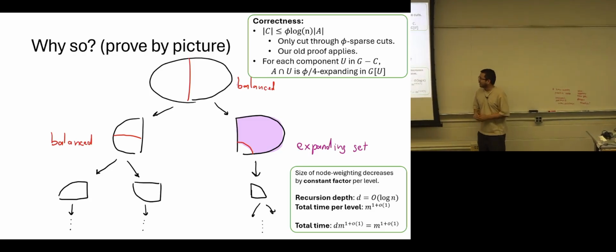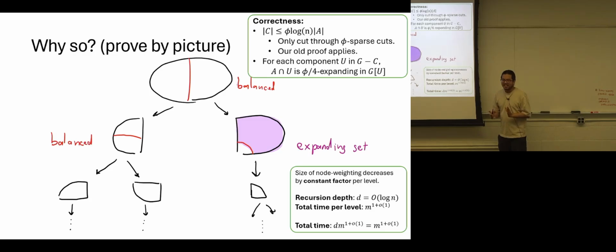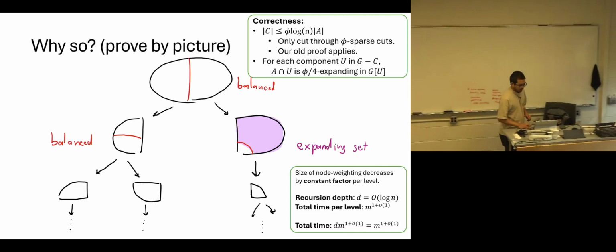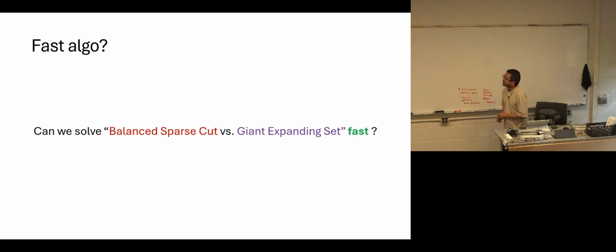So is it intuitive to you now that the goal is just to solve this subroutine? Balanced cut or giant expanding set? If you can do this fast, you're done. Okay. So that's the question. Can we solve this thing fast? Can we find this thing fast? The answer is yes. Yeah, we're gonna see it, but it's not quite, almost actually.